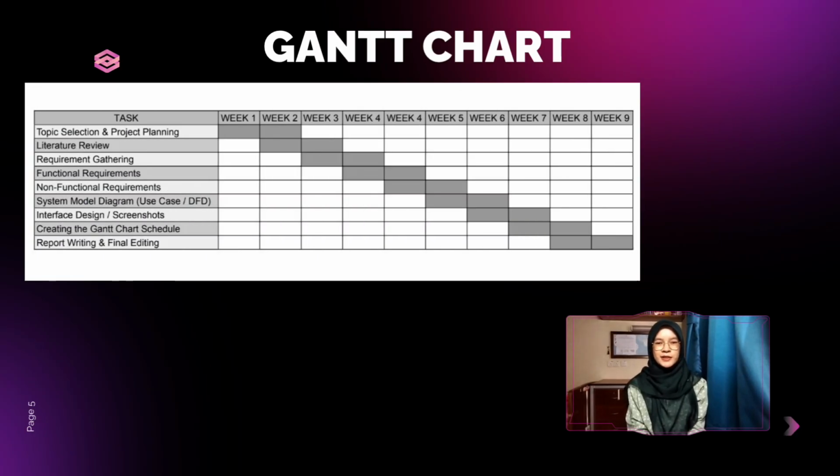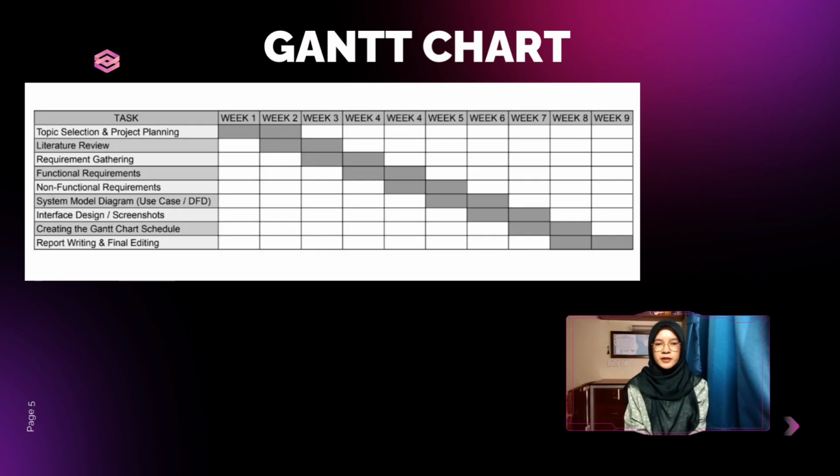The Gantt chart shows the project schedule and timeline for our system development, which is planned over 9 weeks. In week 1, we focus on topic selection and project planning to define the project scope and objective. From week 2 to week 3, we carry out the literature review to understand existing systems and related studies. In week 3 and week 4, we conducted core requirement gathering, followed by identifying functional requirements in week 4.